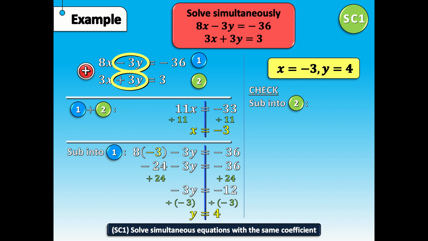Again, I can check this by substituting both answers into the second equation. So 3 times minus 3 plus 3 times 4 should equal 3. So minus 9 plus 12, does it equal 3? Yes, it does. So I've got that one right.